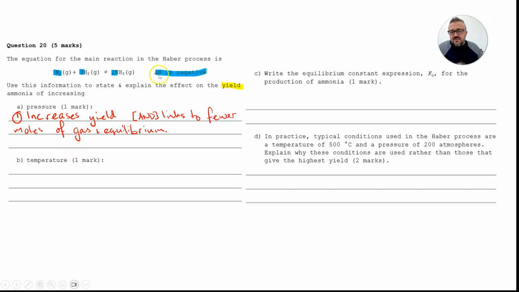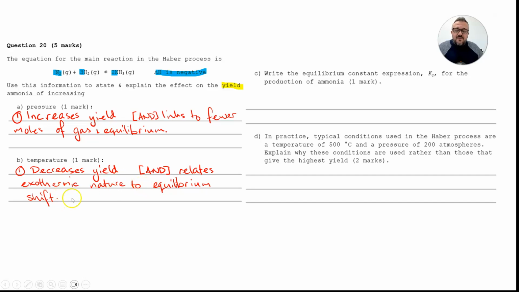With temperature, we want to talk about the delta H being negative, right? So this is going to decrease the yield, and we want to relate that to the exothermic nature and the equilibrium shift. So you'd say something along the lines of, as the system is exothermic, an increase of the temperature, the system will try and reduce that, therefore driving it to the endothermic side to the left, decreasing the yield.